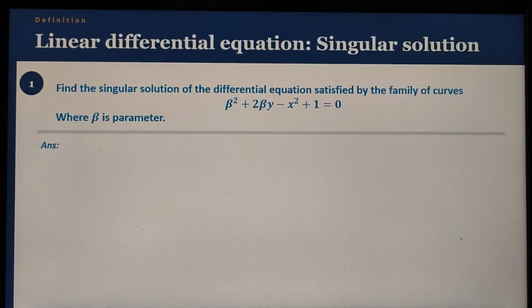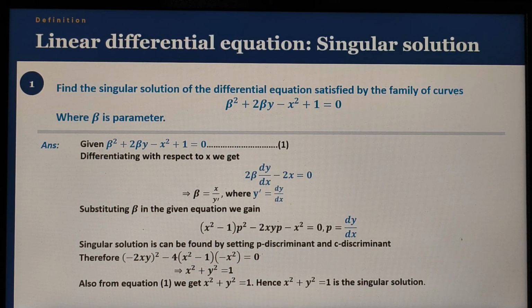The first question is: find the singular solution of the differential equation satisfied by the family of curves β² + 2βy − x² + 1 = 0, where β is the parameter. We know the singular solution cannot be obtained directly from the differential equation, or rather the singular solution does not satisfy the differential equation.